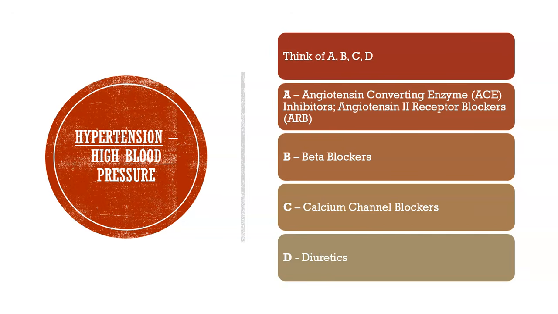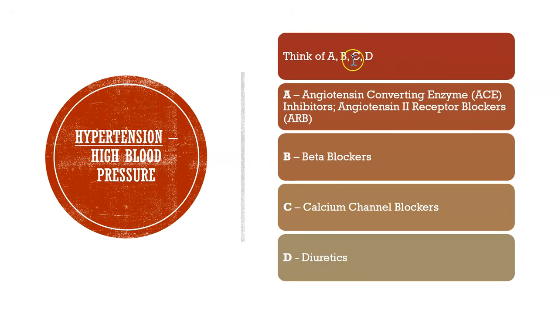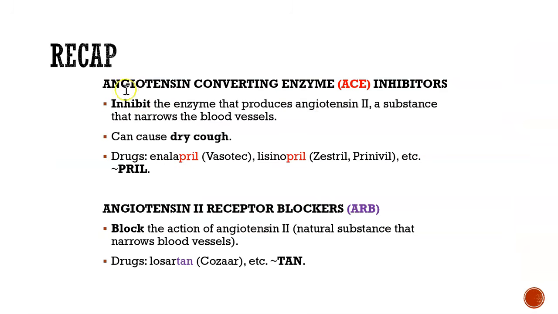Okay, well, let's recap. Let's just try to analyze all of these. So this is A, right? When we think of hypertension, we're thinking of A, B, C, D. There's 4 drugs that they could potentially take. A stands for ACE or ARB. Now what these drugs do is they narrow the blood vessels. So in your heart, they don't narrow the blood vessels.